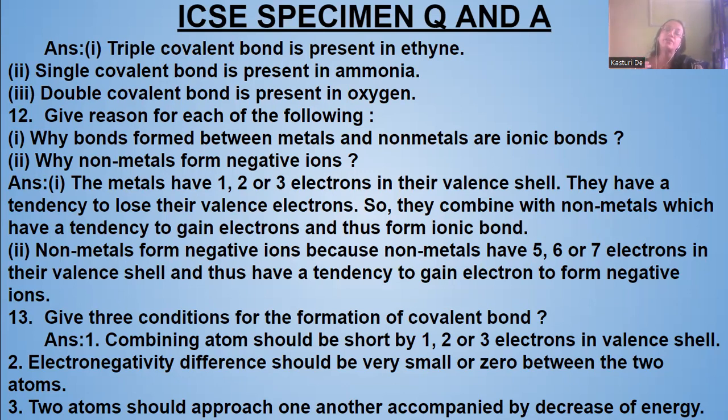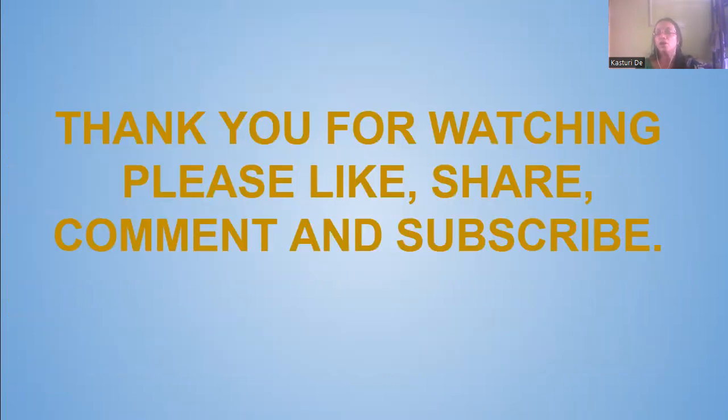The electronegativity difference should be very small or 0 between the 2 atoms. And the 2 atoms should approach one another accompanied by a decrease of energy. So this is all about this chapter. We will discuss the back questions next, and some other extra questions. If I find any, I will include them for your benefit, so that you can get better knowledge of this chapter and also score good marks.